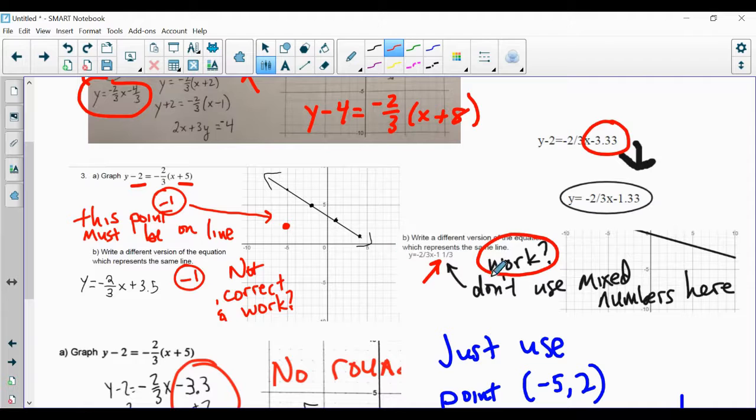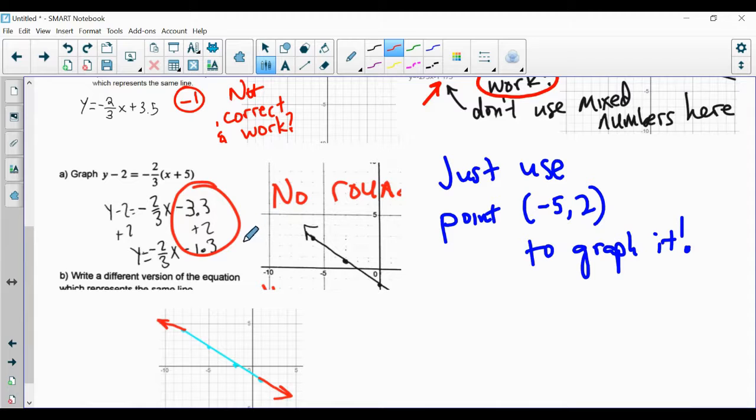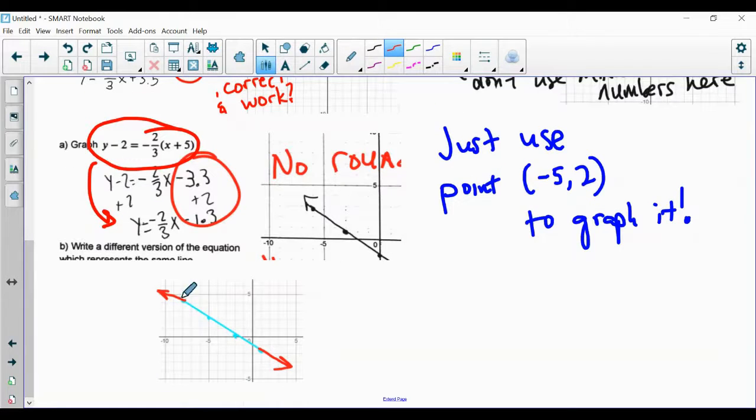And a lot of people are using mixed numbers, and we don't want to use mixed numbers here because mixed numbers can kind of get confused with 1 times 1/3. So we often don't really use mixed numbers as we get into higher level math, unless we really need it, or there's a specific purpose for it. And graphing lines, we don't really do that. Again, just use the point -5, 2. We don't need to do all this work in order to graph this line. And then finally, a lot of people weren't actually saying that the line continues. A lot of people were just kind of stopping it.